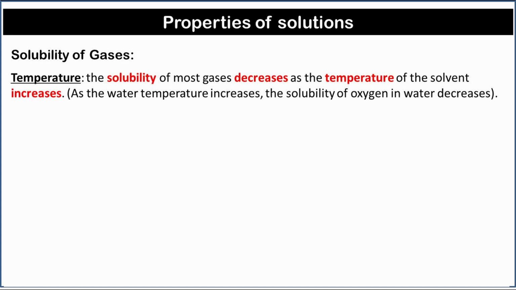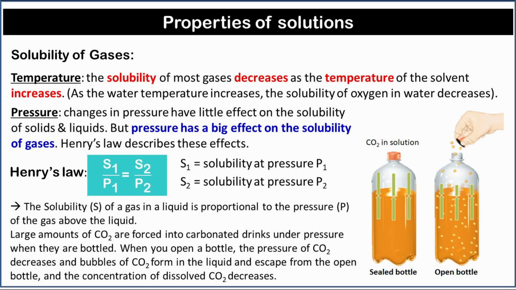Now let's discuss the solubility of gases. Temperature and pressure affect the solubility of gaseous solutes. The solubility of most gases decreases as the temperature of the solvent increases. Example: as the water temperature increases, the solubility of oxygen in water decreases. Changes in pressure have little effect on the solubility of solids and liquids. But pressure has a big effect on the solubility of gases.